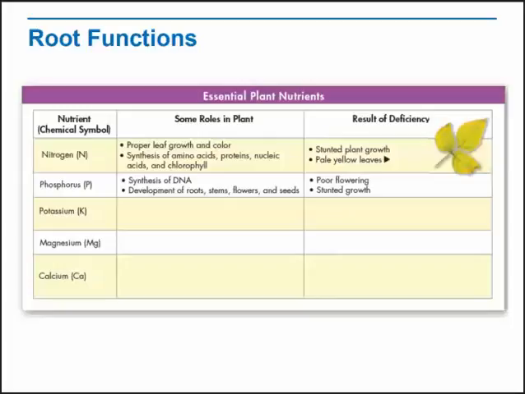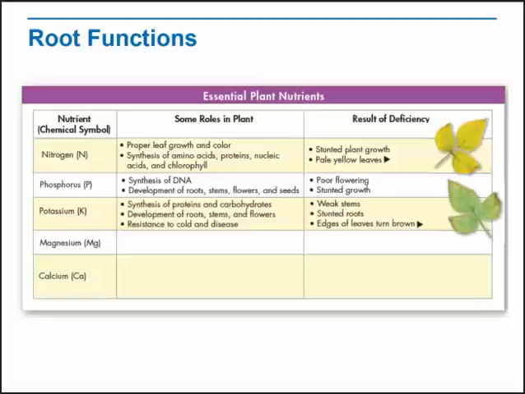Phosphorus assists in the synthesis of DNA and the development of roots, stems, flowers, and seeds. A deficiency may result in poor flowering and stunted growth. Potassium aids the synthesis of proteins and carbohydrates and the development of roots, stems, and flowers. It also provides resistance to cold and disease. Deficiency results in weak stems, stunted roots, and the edges of the leaves may turn brown.